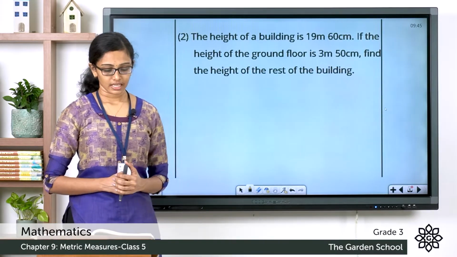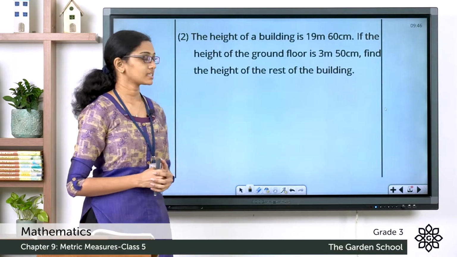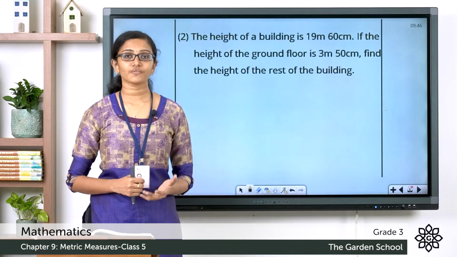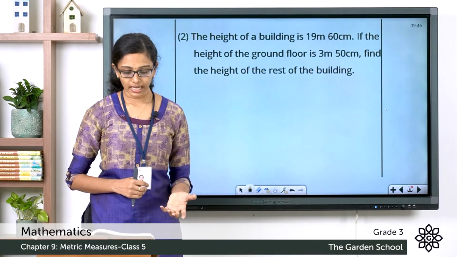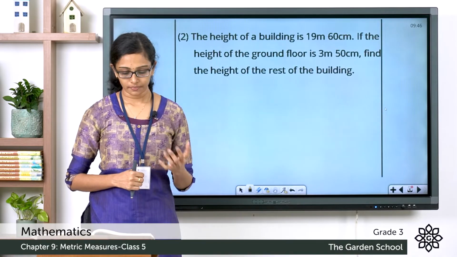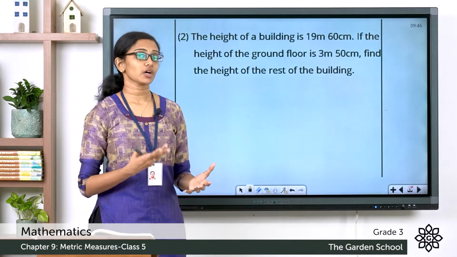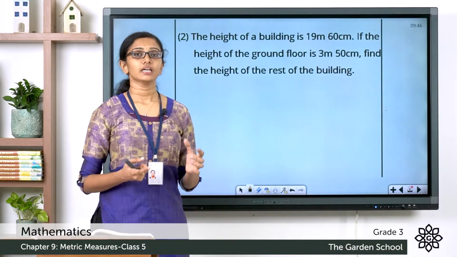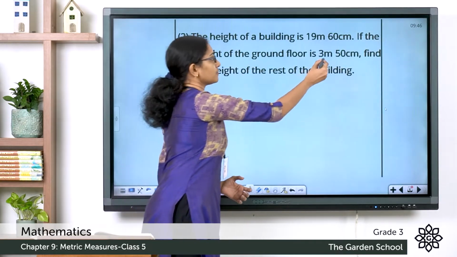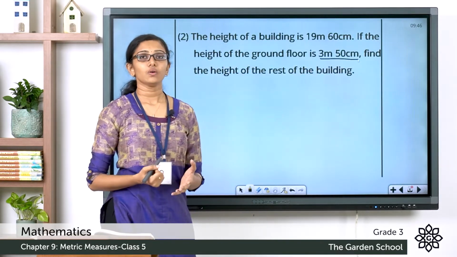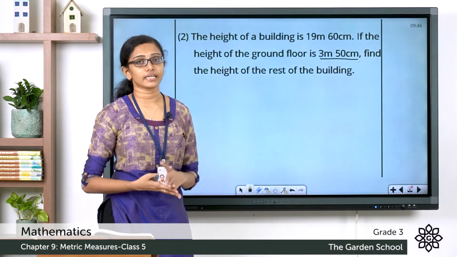The second question is, the height of a building is 19 meter 60 centimeter. If the height of the ground floor is 3 meter 50 centimeter, find the height of the rest of the building. So what is given in the question? In the question, you are talking about a building and it has a ground floor which has got a height of 3 meter 50 centimeter. Now the height of the ground floor is given and the height of the whole building is given.